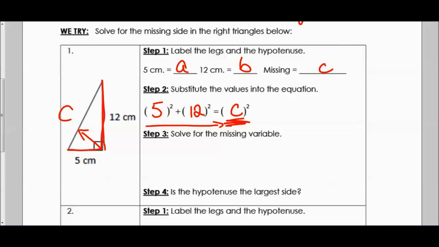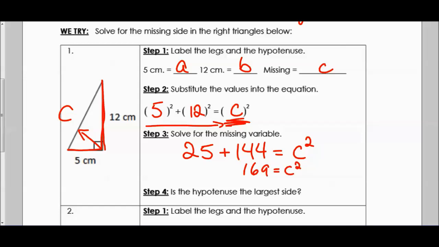Before we do anything, we just have to simplify the left side. You're going to follow order of operations. We're going to square 5 to get 25. And then we're going to add that to 12 squared. 12 squared is 144. That equals C squared. We're going to add 25 and 144, that's 169. And that equals C squared.